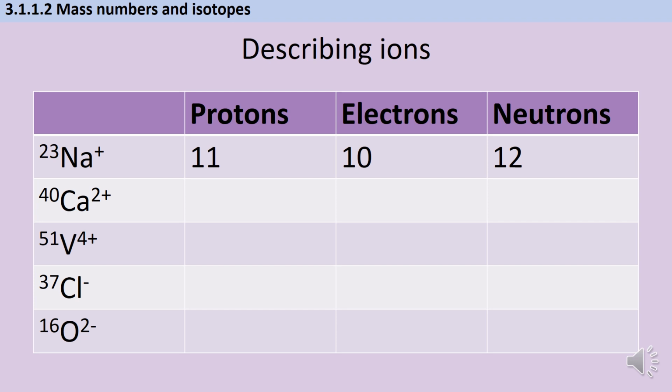What's actually happened is that that sodium atom has lost an electron, and that's why it's got a positive charge, because it's lost something negative. So since it had 11 and it's lost 1, it now only has 10 electrons. We can then still do the same sum that we did before, 23, take away 11, to find out the number of neutrons, which is 12. At this point, you need to pause the video and have a go at the other 4 yourself.